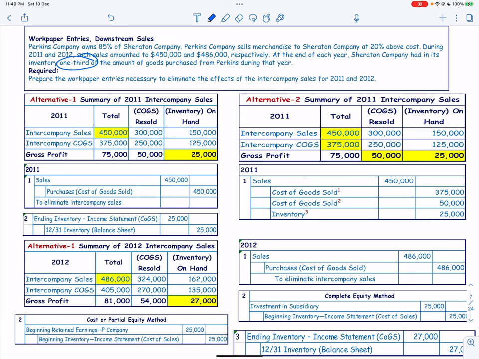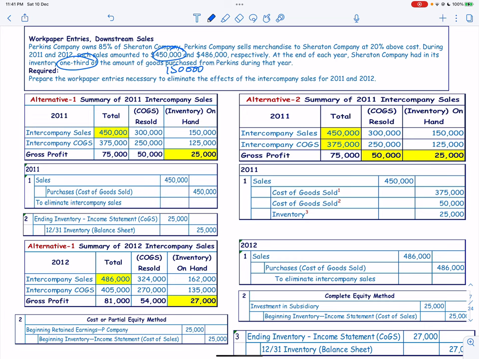That means that they have sold such sales amounted to 450 at the end. So one third of 450 is 150,000. So there will be an ending inventory of 150,000.